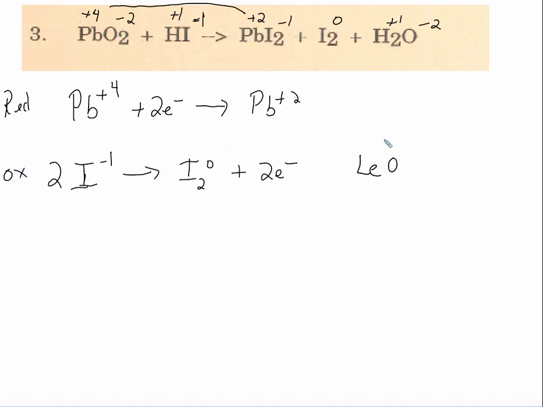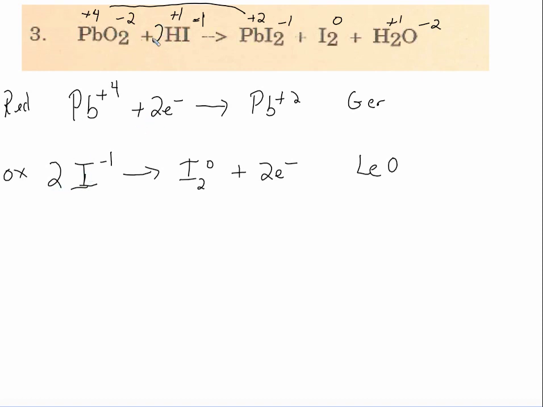The electrons lost, this is the oxidation. Remember, LEO, losing electrons is oxidation. LEO goes GER, gaining electrons is reduction. That's how you can remember which one means losing, which one's gaining. But anyway, the electrons lost must be equal to the electrons gained.